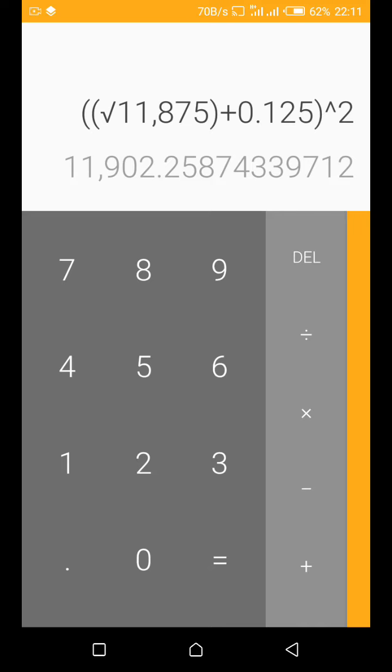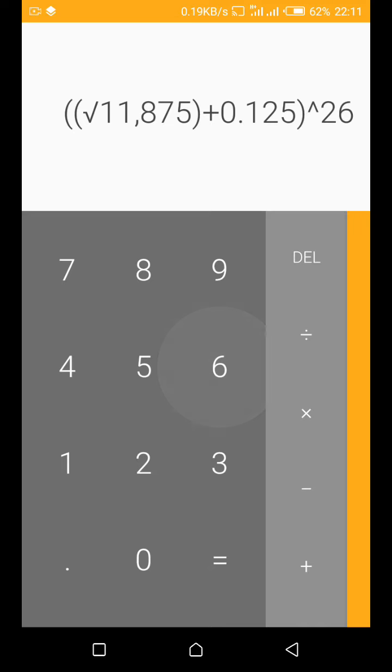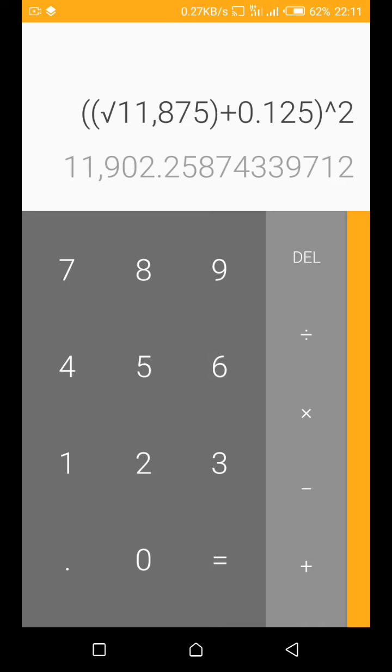You can call it R1. Then you raise it to power 2. Then you now have 11902.25. This value is now your nearest resistance level, which is the R1 nearest resistance level.